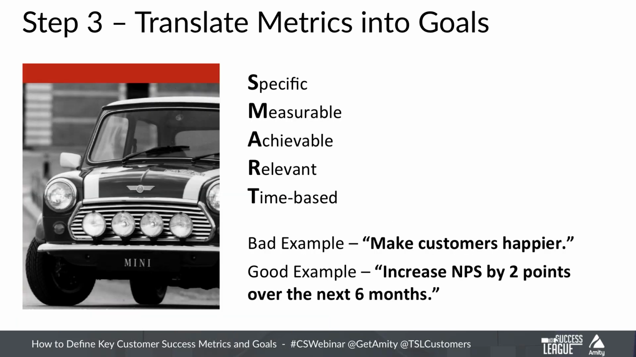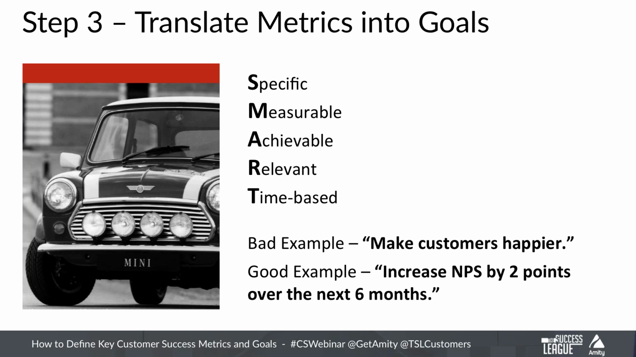Step 3, here what you're really going to do is translate those metrics that you just came up with into goals for your team. So goals should be challenging but achievable. If they're not challenging, you're going to get some pushback from your leadership team. But if they're not achievable, you're going to have a very, very frustrated team that feels like they can never achieve their goals. So you need to find that balance.